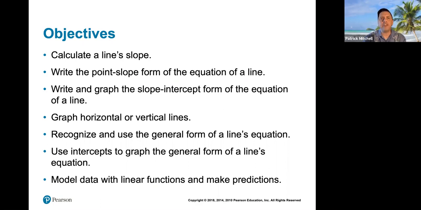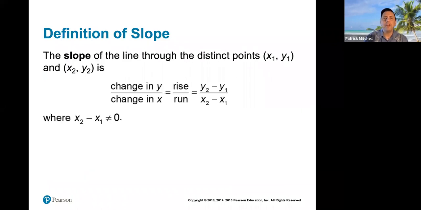In this section, we're going to calculate a line's slope, write the point-slope form of the equation of a line, write and graph the slope-intercept form of the equation of a line, graph horizontal or vertical lines, recognize and use the general form of a line's equation, use intercepts to graph the general form of a line's equation, and finally model data with linear functions and make predictions.